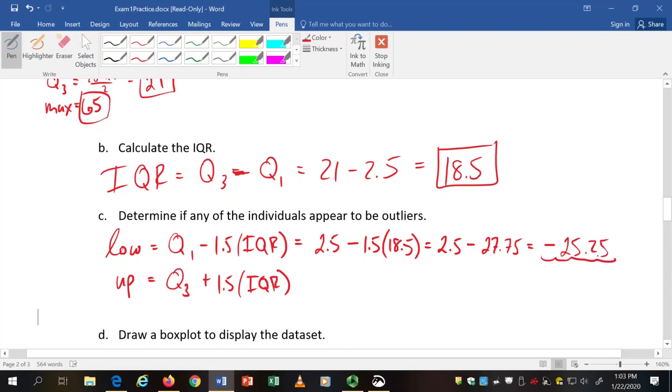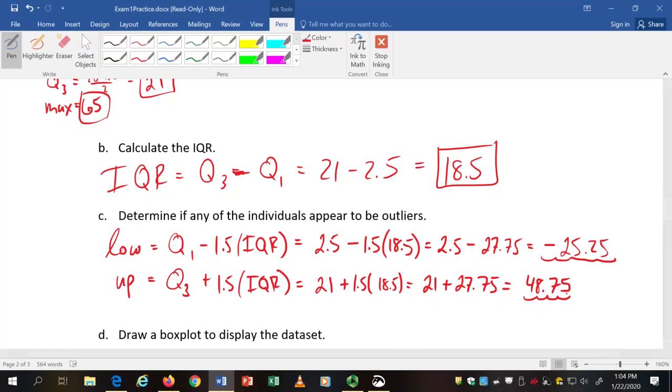It's just saying we would not expect to see any numbers below negative 25.25, which makes sense because none of our data goes negative. Then for the upper bound, you go from Q3. So we're going to go up from 21, up 1.5 IQRs. Basically, we're going to take that 27.75, and this time we're going to add it. That would take you up to 48.75. Did I do that right?